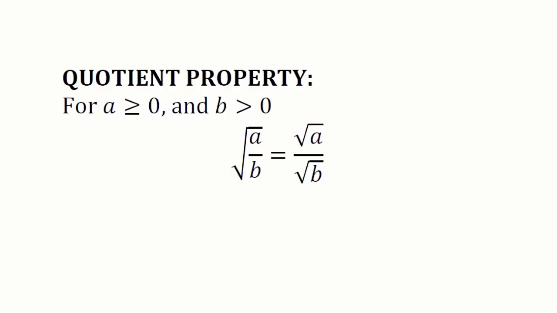All right, so on my computer screen here, let's look at the statement of the quotient property. The quotient property states that for A being a non-negative number, and for B, which is in the denominator, so it needs to be strictly positive because the denominator cannot equal 0, then the square root of the quotient A over B equals the quotient of the square root of A over the square root of B, a fraction whose numerator is the square root of A and whose denominator is the square root of B.